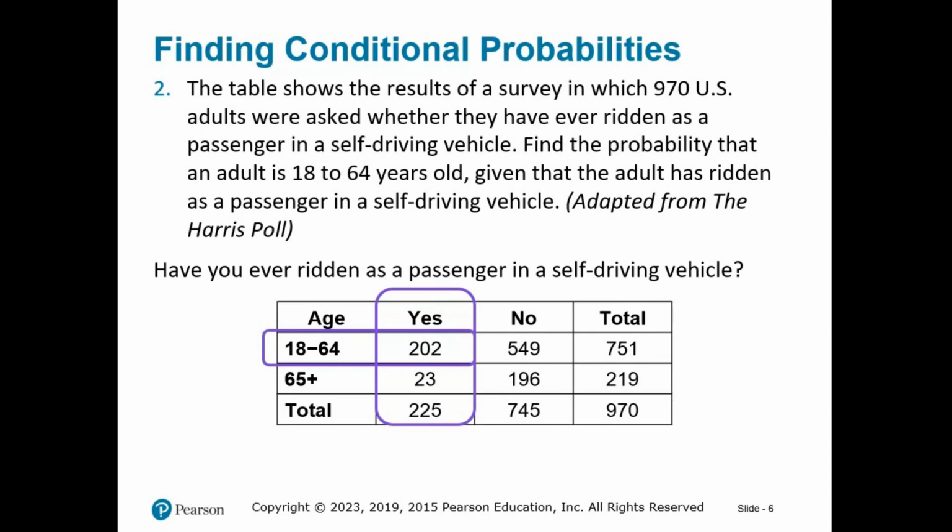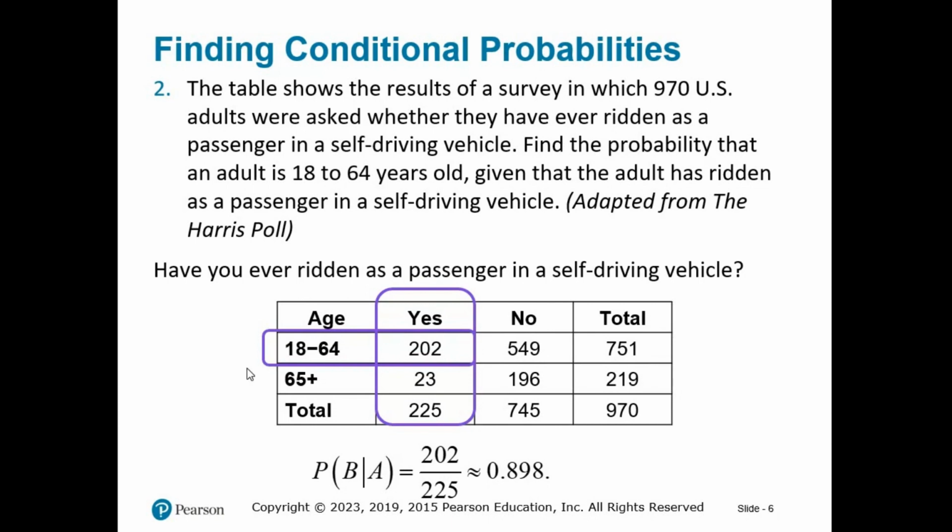The probability of event B, a person being 18 to 64 years old, happening, given event A, that the person has been a passenger in a self-driving vehicle, is 202 over 225, or about 89.8%, or 0.898. And that makes sense intuitively if you look at the table. The majority of people who have ridden as passengers in a self-driving vehicle are the younger group. So reaching a fairly high probability, 89.8, seems reasonable.